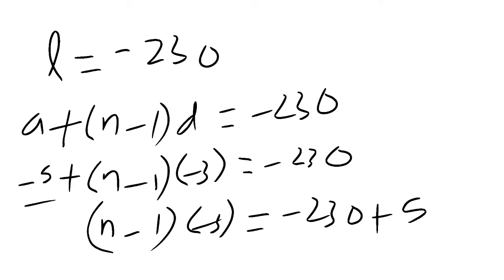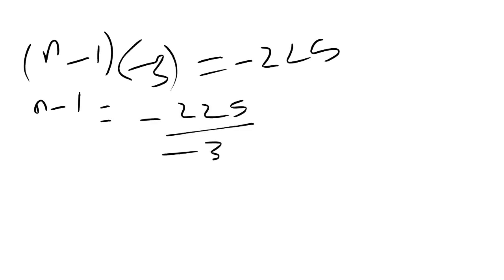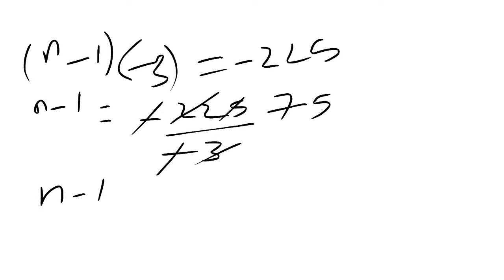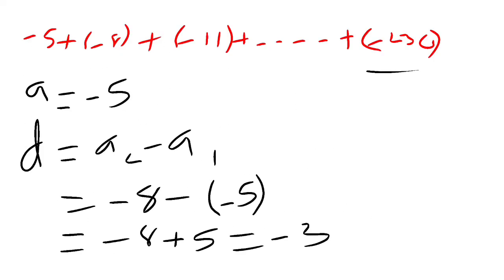So n minus 1 into minus 3 equals minus 230 plus 5, which is minus 225. So n minus 1 equals minus 225 divided by minus 3, because minus 3 is multiplying. The minus signs cancel: 3 ones are 3, 3 sevens are 21, 1 remainder, 3 fives are 15. So n minus 1 equals 75, then n equals 75 plus 1 equals 76. So the total number of terms is 76.